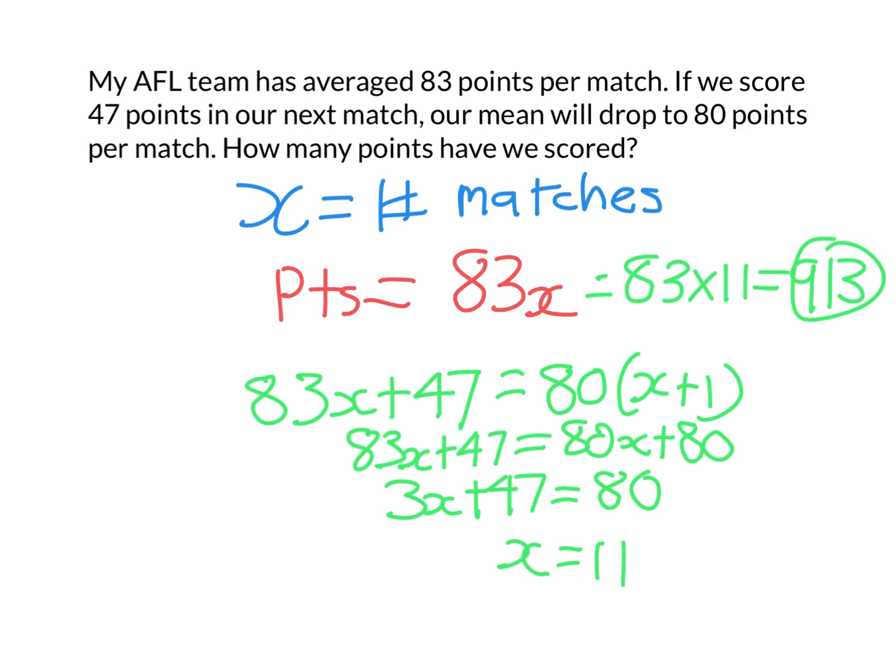There's nothing wrong with doing it that way. I just did it this way to show you that using equations we can always get the right answer. We don't need to rely on something just clicking in our head. So either way you want to do it, 913 points scored in total.